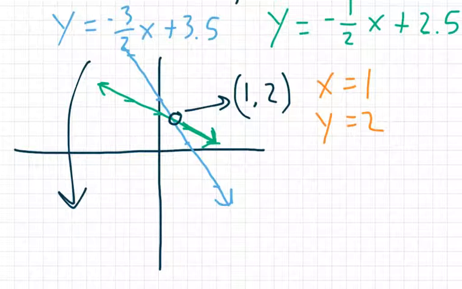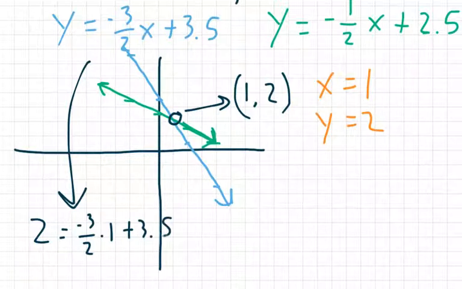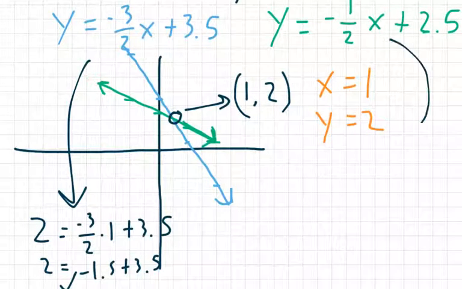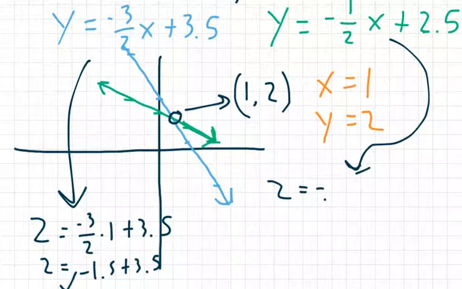You have 2 equals negative 3 halves times 1 plus 3.5. That means that 2 equals negative 1.5 plus 3.5. That's good. We can then test this one. Plug in 2 for y, plug in 1 for x, make sure it works. Do you have to always plug them in? No. But when you do, you can be certain that they're right.